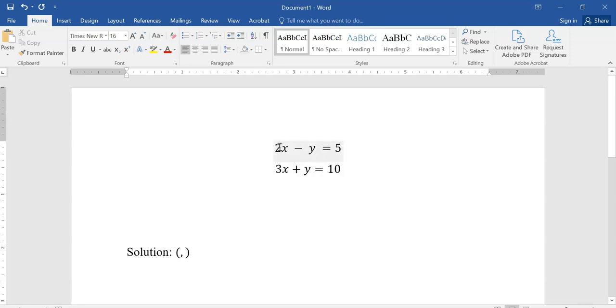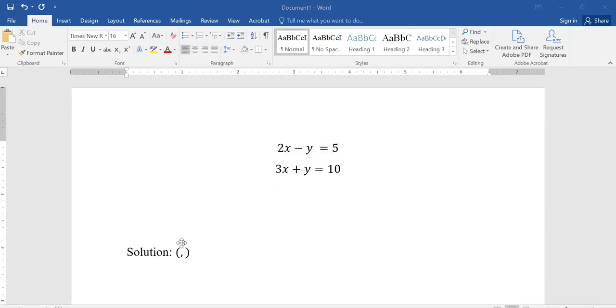Now the variable x has coefficients of 2 and 3. Those are obviously not opposite numbers. One is not the negative of the other. But if you look at the coefficients of y, one of these coefficients is -1, and the other is +1. So -1 and +1 are opposites. They're going to add up and give you 0. And so that's a very good thing. That's what we want. All right.